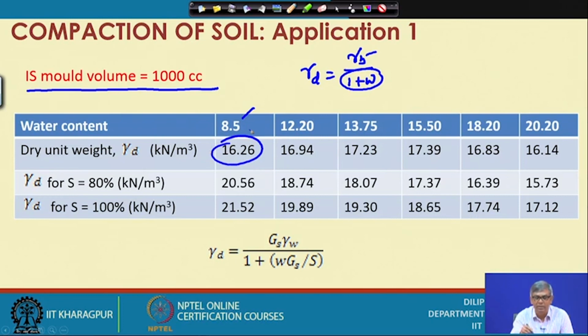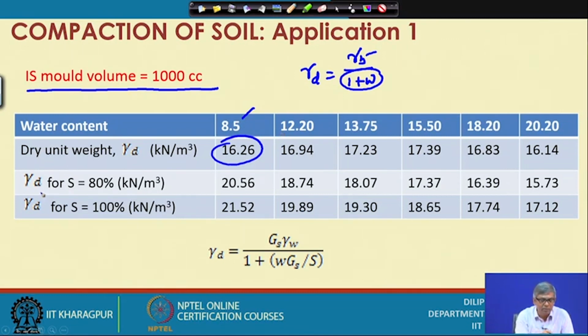At 8.5%, this is the dry unit weight; at 12.2%, this is the dry unit weight; at 13.7%, this is the dry unit weight; at 15.5% water content, this is the dry unit weight; at 18.2%, this is the dry unit weight; and at 20.2%, this is the dry unit weight. Now if you plot water content versus dry unit weight, we will get a curve, which I will come to later.